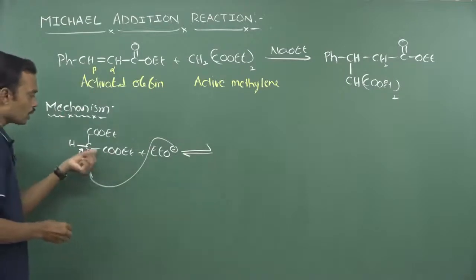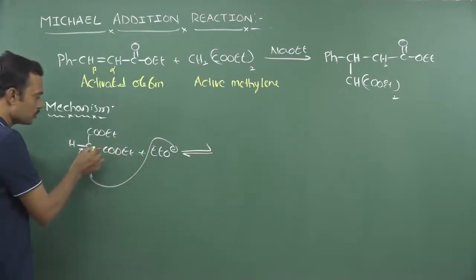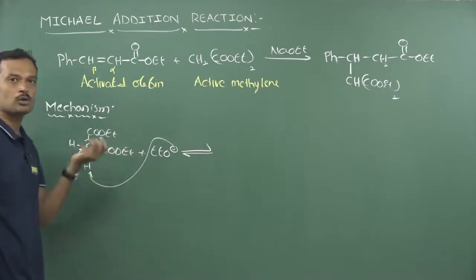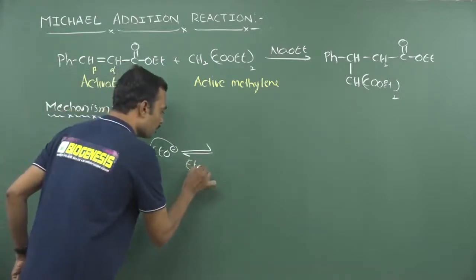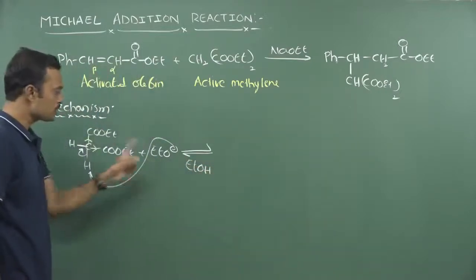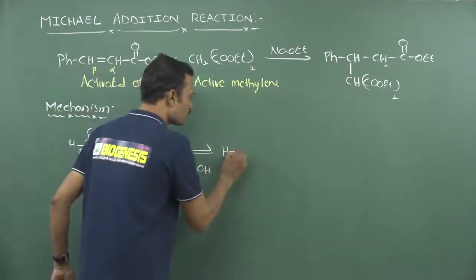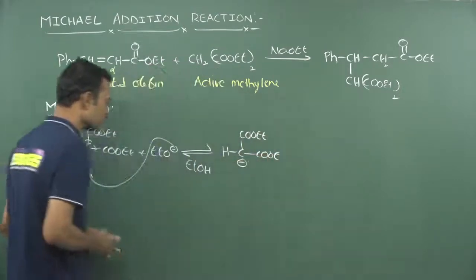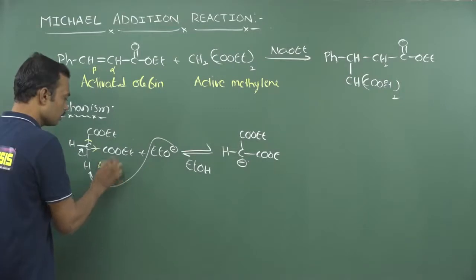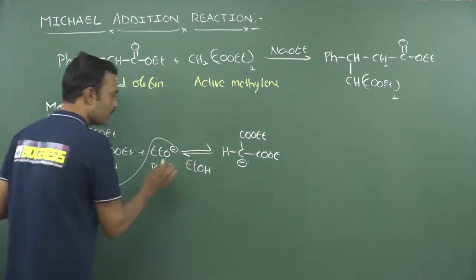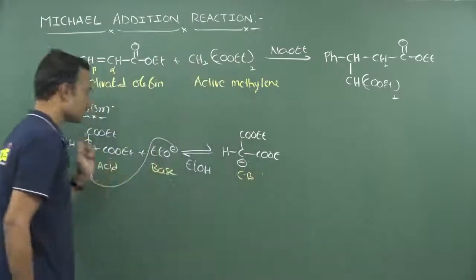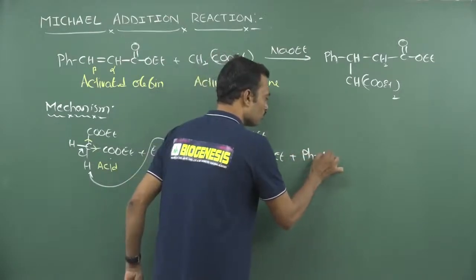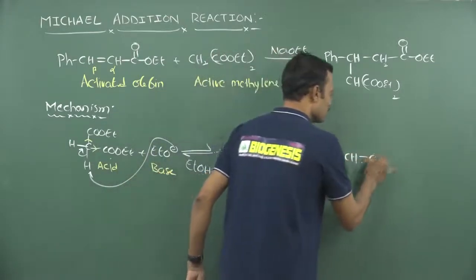Why? Because this carbon carries two carbonyl ester groups which will withdraw electrons here. So this carbon gets activated and it can lose this hydrogen in the form of a proton, and the base is removed in the form of alcohol. So when this base removes the proton in the form of alcohol, there is formation of a conjugate base. This is COOEt and here also COOEt, and a negative ion forms here. This is an acid and this is a base, and this is the conjugate base of this acid. After losing a proton, this conjugate base is going to attack on the alpha, beta unsaturated carbonyl ester.